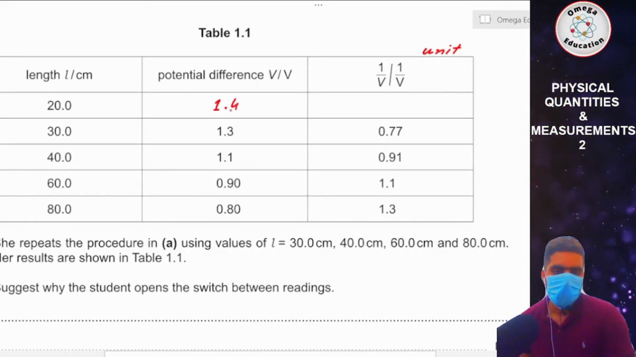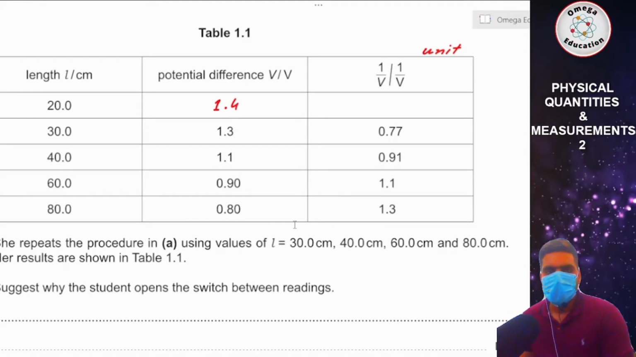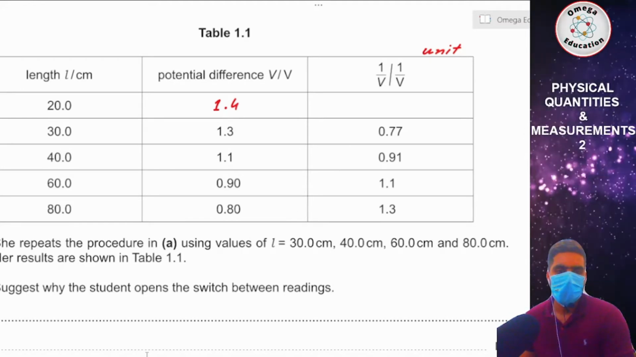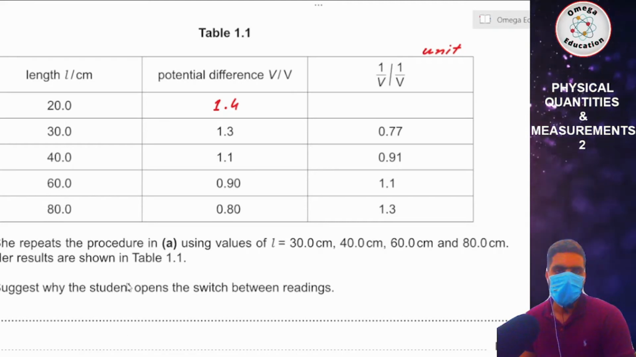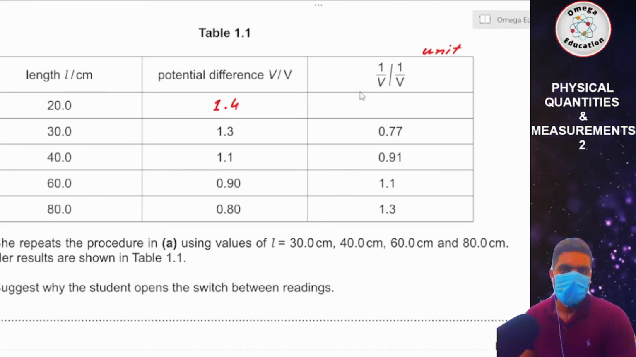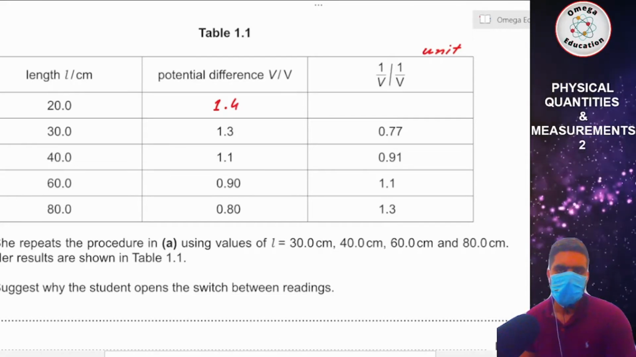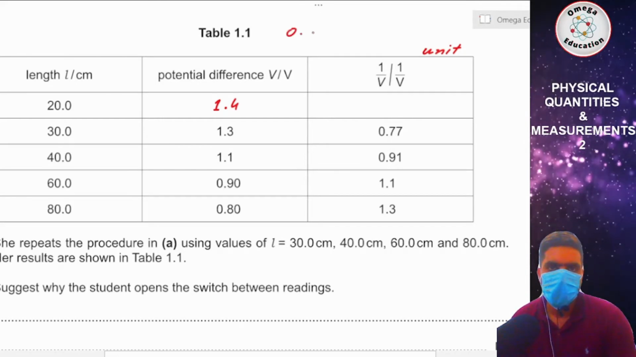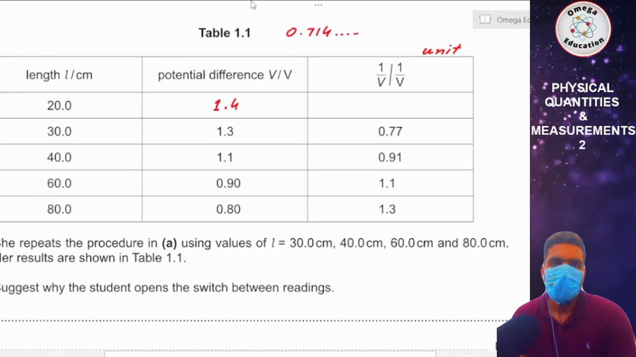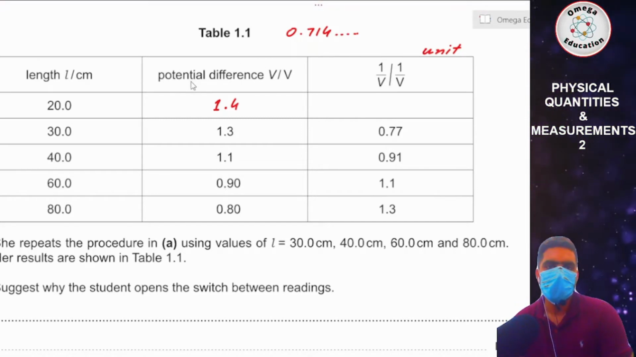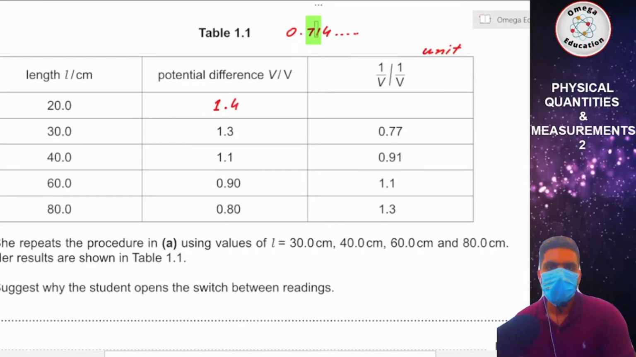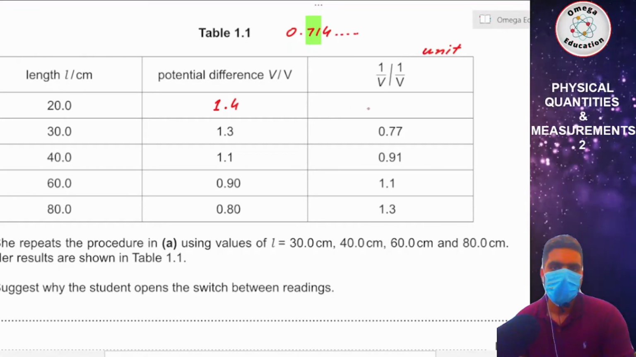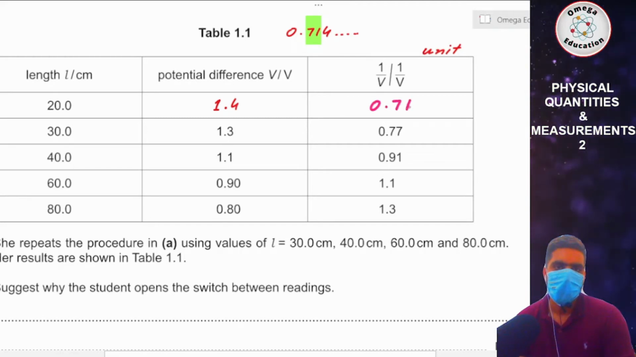Now we can hit it on the calculator. We take out the scientific calculator. We do 1 divided by 1.4, and what we get is 0.714 recurring. But we have to write to the appropriate number of significant figures. The entire data is in 2 significant figures, so in 2 significant figures it would be 0.71. So 1.4 against 0.71.